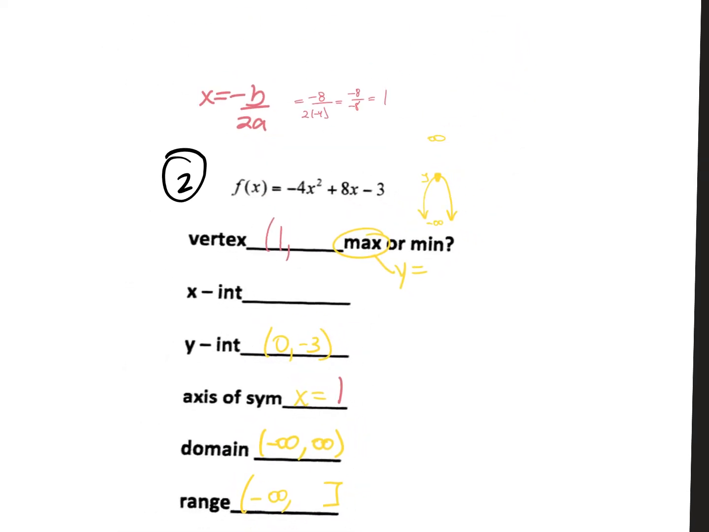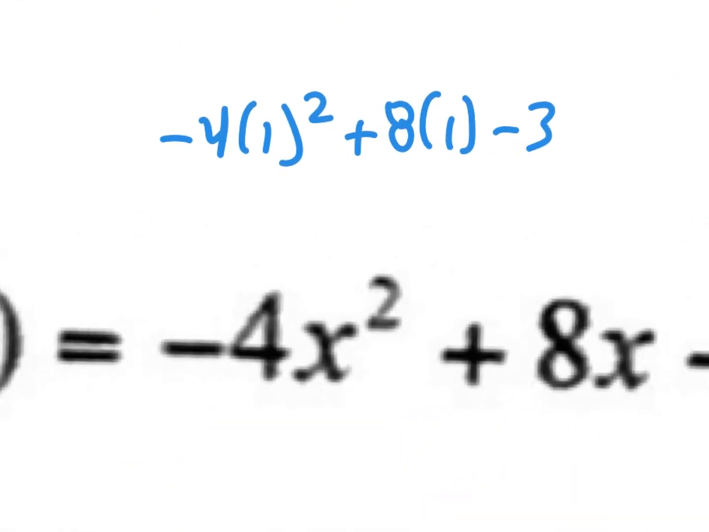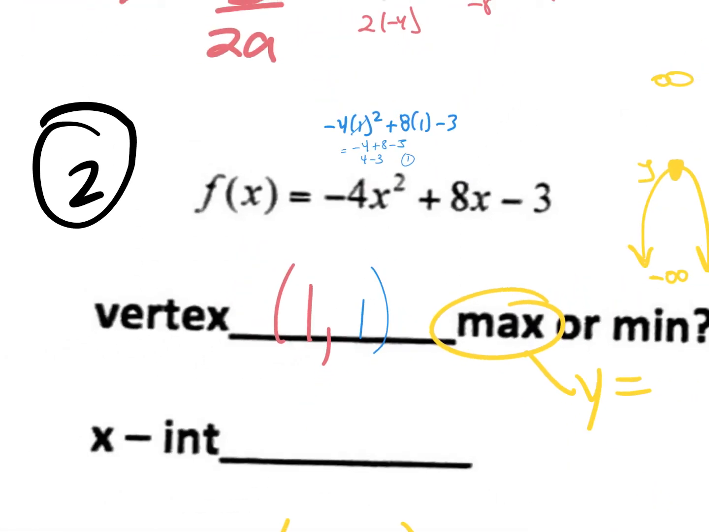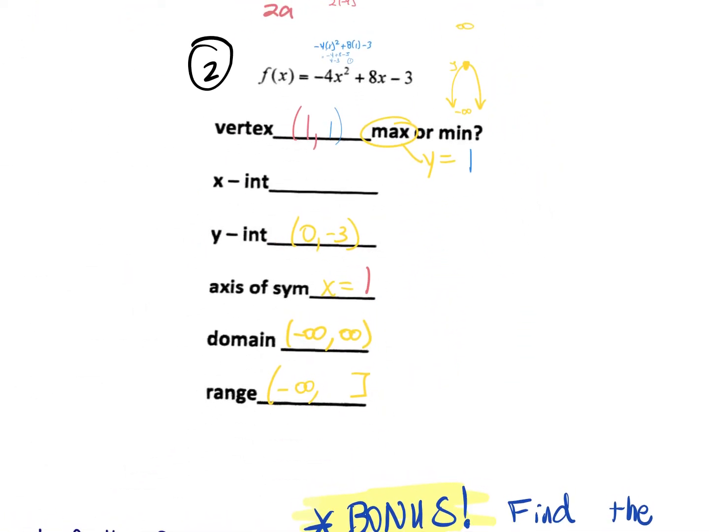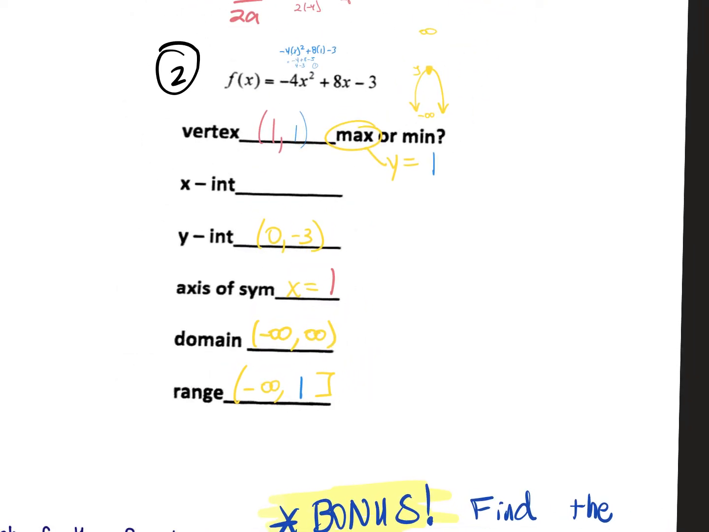How do we find the y part? Plug it in. So I'm going to say negative 4 times 1 squared plus 8 times 1 minus 3. What's 1 squared? So negative 4 plus 8 minus 3. You work left to right. What's negative 4 plus 8? 4, and 4 minus 3 is 1. So your vertex is at 1 comma 1. That means my maximum value is at y equals 1. That means my range is from negative infinity to 1. Look at that, we can answer all of those questions. Everything's answered.